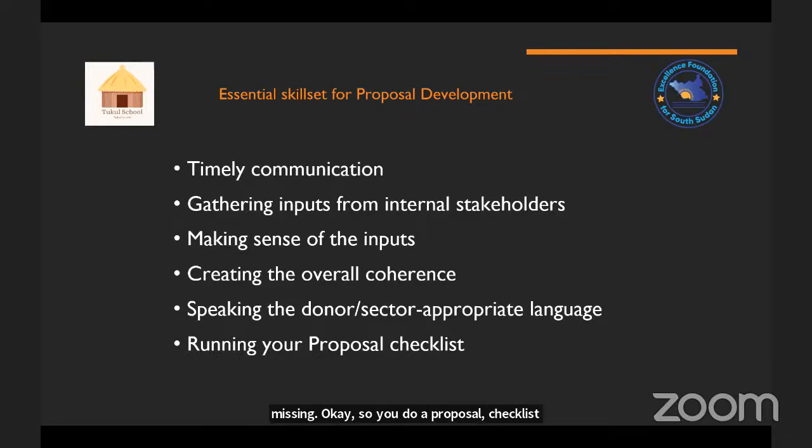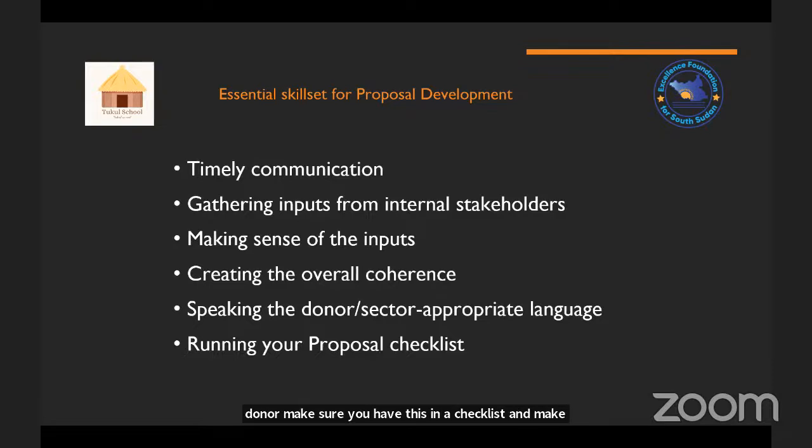If it is required, you need to have a risk register, a sustainability framework. You need to have your documents like the registration certificate added. You need to have your past proposals or past projects, a sample included. You also have other documents that are needed by the donor. Make sure you have this in a checklist and make sure it's captured.